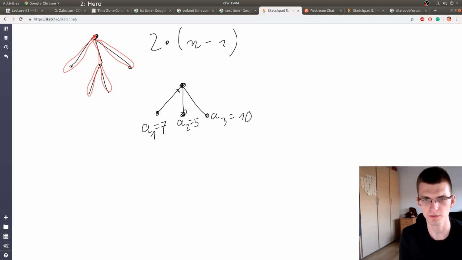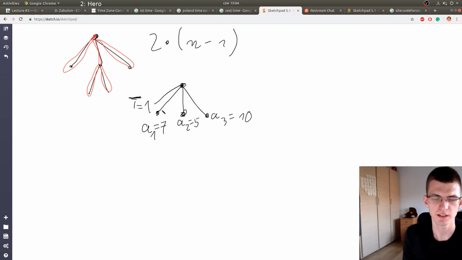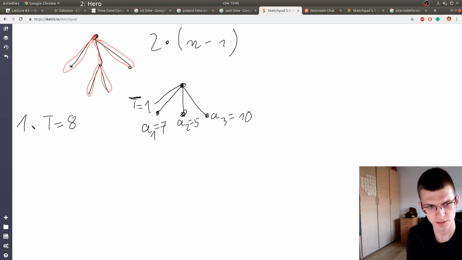So what happens if we visit them from left to right? So something like this. So at moment t equal to 1, we will visit this vertex. Let's say that the countdown is started there. So at moment t equal to 8, the first vertex countdown will be ready.